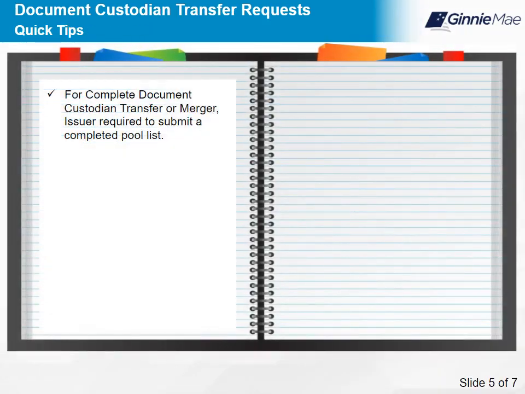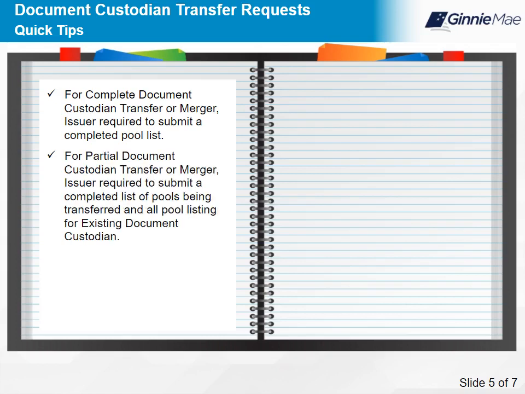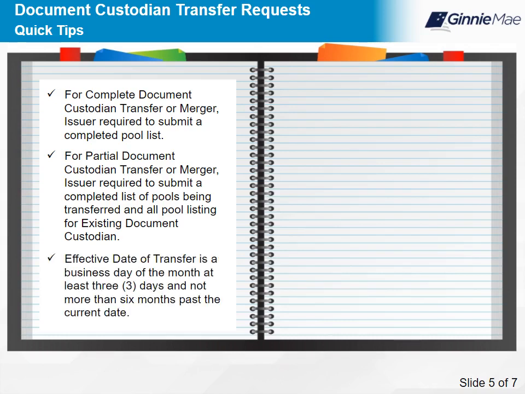For complete document custodian transfer or merger, the issuer is required to submit a completed pool list. For partial document custodian transfer or merger, the issuer is required to submit a completed list of the pools being transferred, as well as the pool listing or listings for existing document custodians. The issuer should enter an effective date of transfer as a business day of the month, at least 3 days past the current date, and not more than 6 months past the current date.